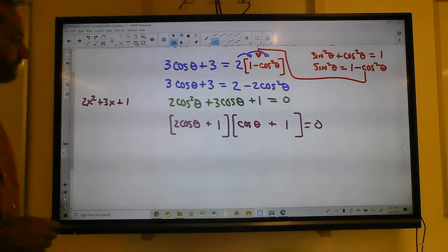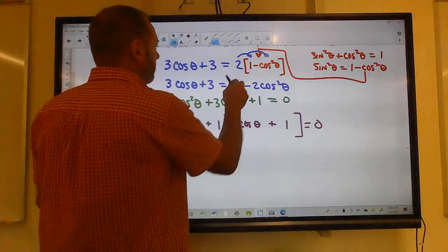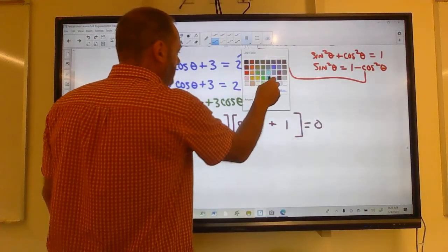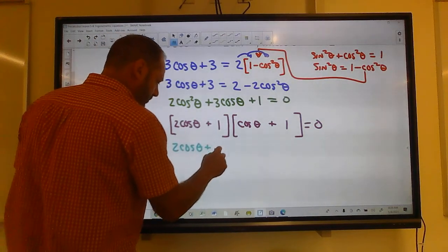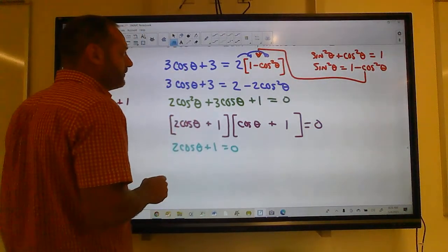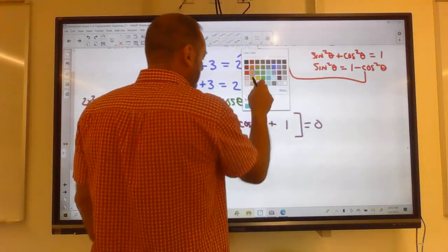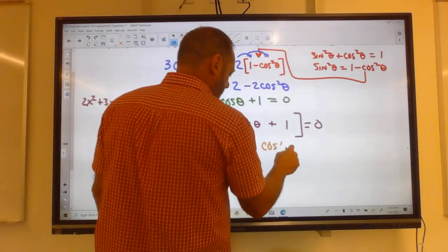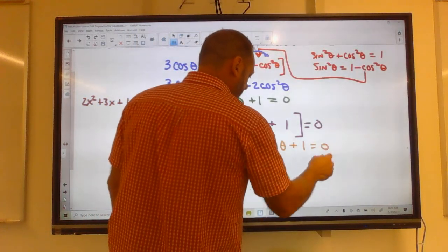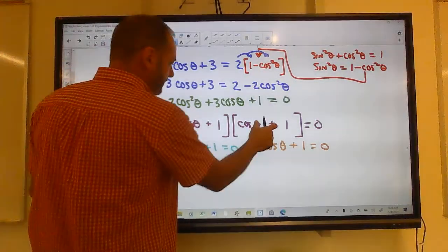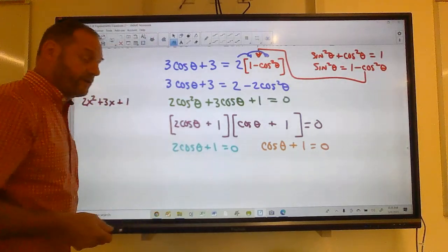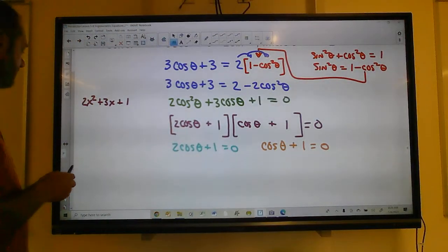So we're looking good. Now I'm going to break this into 2 equations here. The first one is going to be 2 cosine theta plus 1 equals 0. And the second one is going to be cosine theta plus 1 equals 0. Because remember, when you have a times b equals 0, either a is 0 or b is 0. There's no other numbers that are going to work for that.